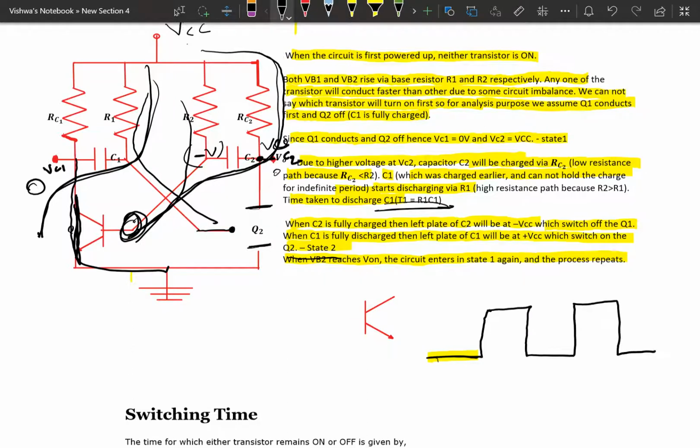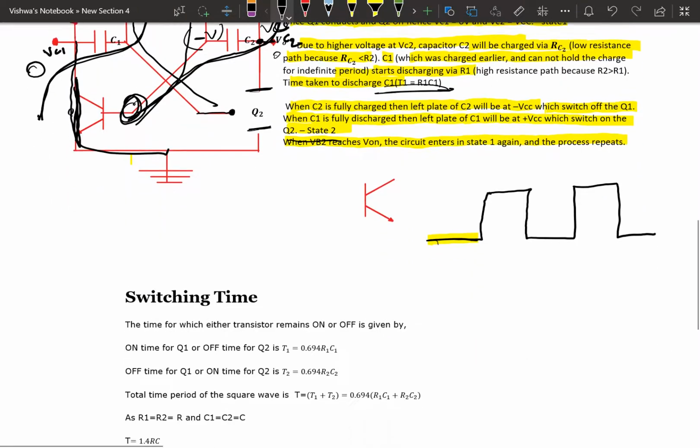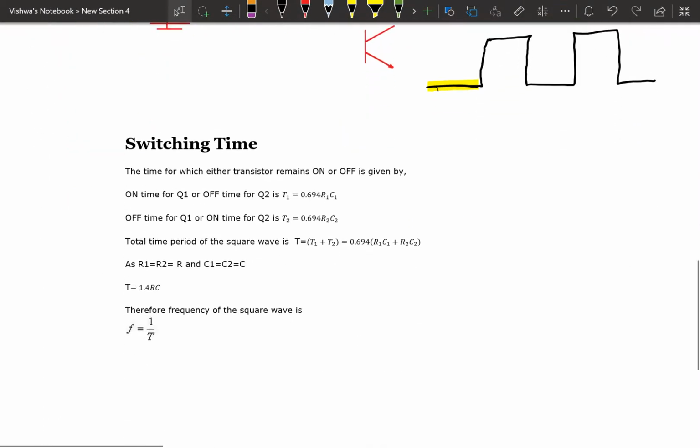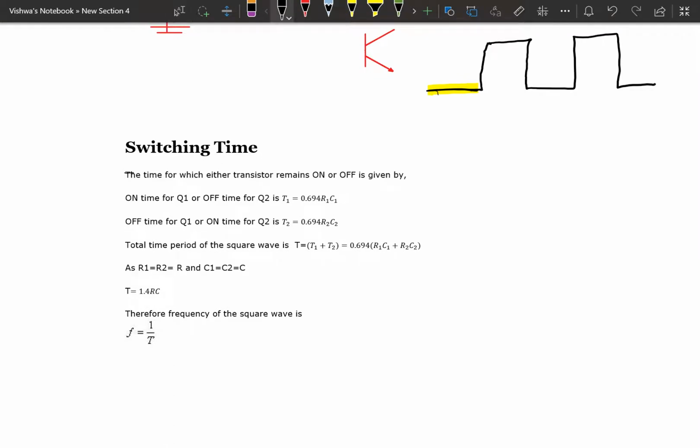The time for which either transistor remains on or off is given by the on time for Q1 or off time for Q2, that is 0.694 R1 C1. Similarly, the off time for transistor 1 or on time of transistor 2 is given by 0.694 R2 C2.